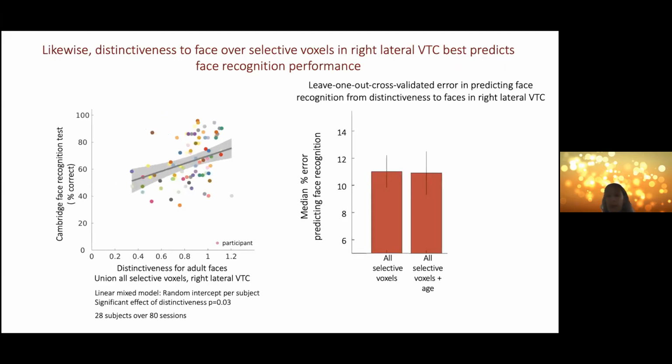We did a similar analysis relating distinctiveness for faces to face recognition performance. And again, there is this positive relationship, with more distinctive responses coupled with better face recognition. And when we do this leave-one-out cross-validation, we can predict face recognition performance with about an 11% error.